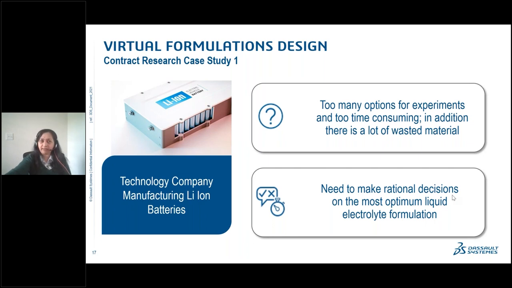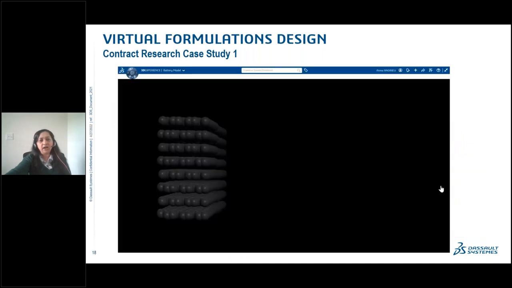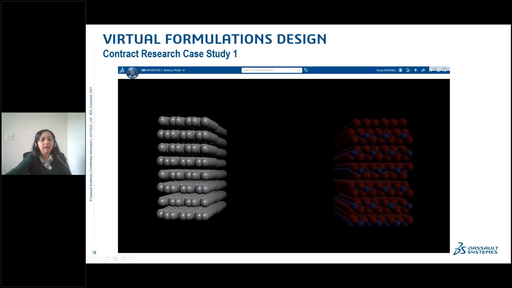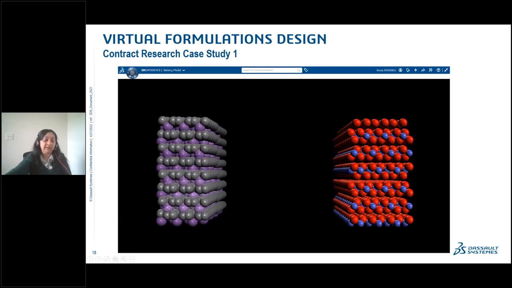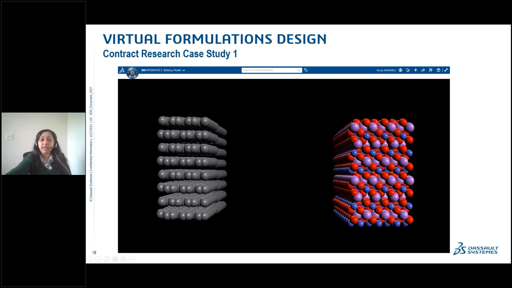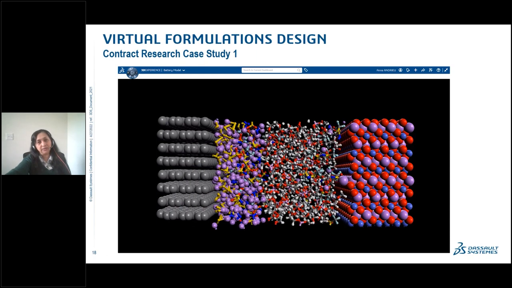Definitely, you will see the method and the models will be generic. So here, this video shows an example of what is done. Here, we build 3D chemistry-based models of the anode, the cathode, and the electrolyte, and we grow the SEI. This shows the lithium ions flowing from the cathode to the anode as an illustrative example.